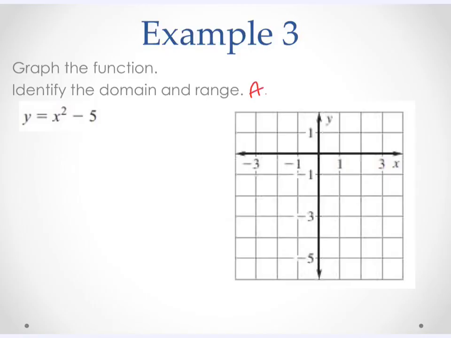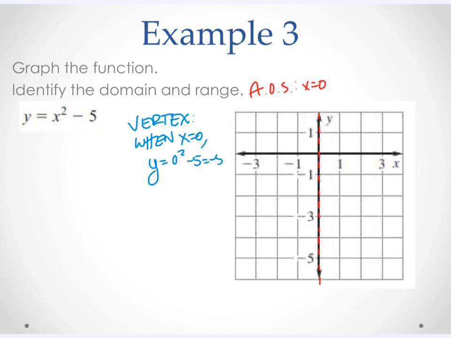Okay, let's look at this one. Graphing it, first thing you do is graph and label the axis of symmetry. Next thing you do is find the vertex. Remember, plug in the axis of symmetry into the equation to find the y-coordinate. This time, the y-coordinate is -5. So therefore, the vertex is 0, -5.